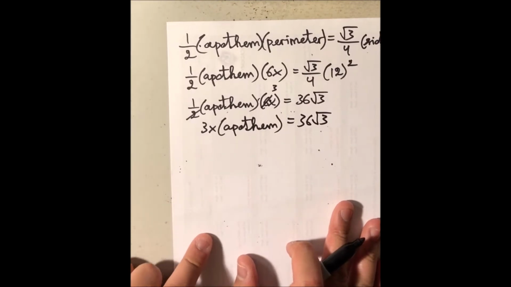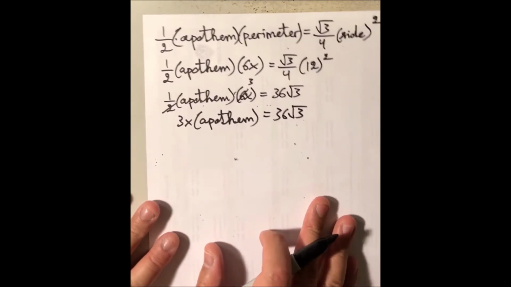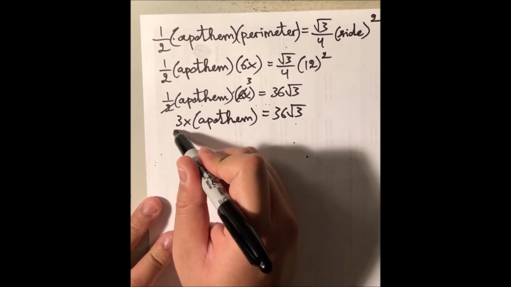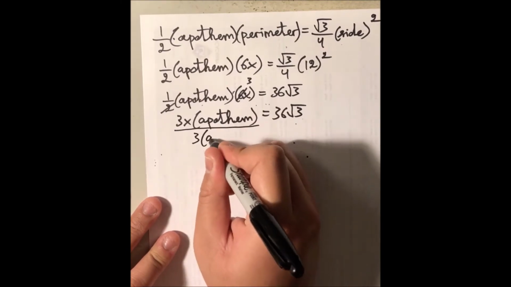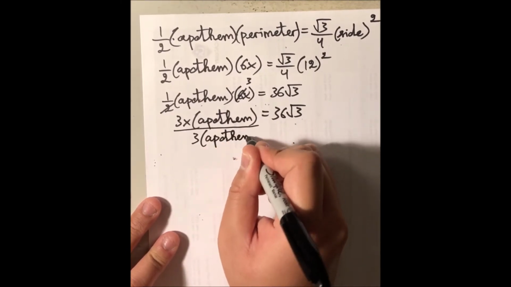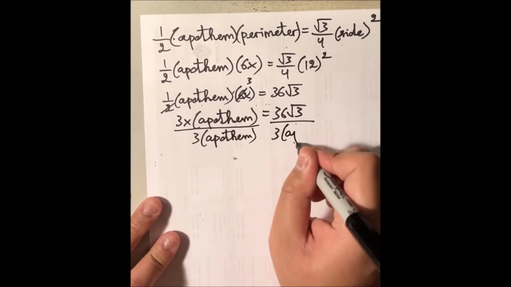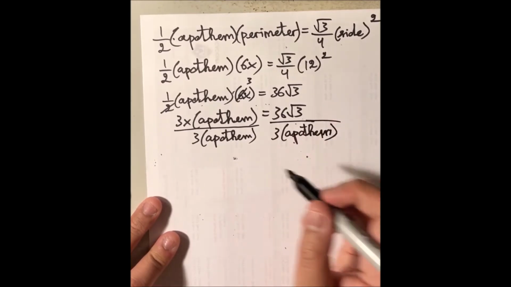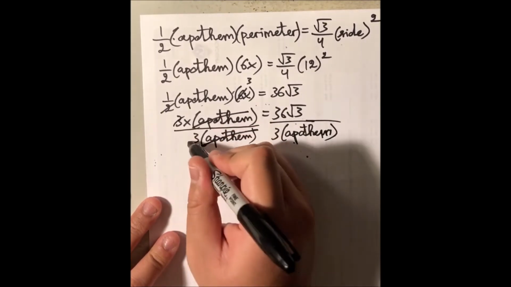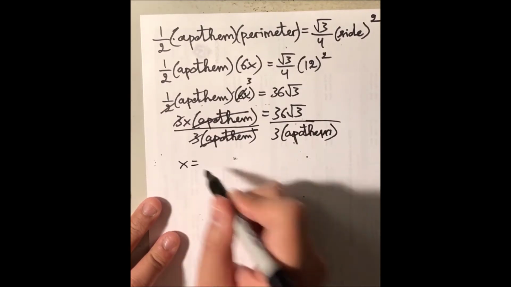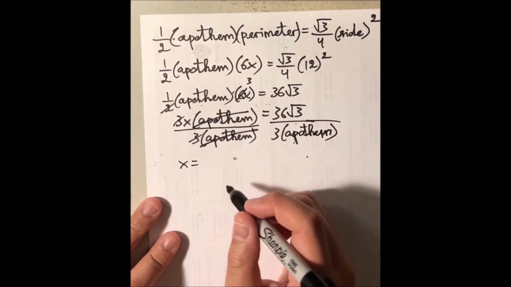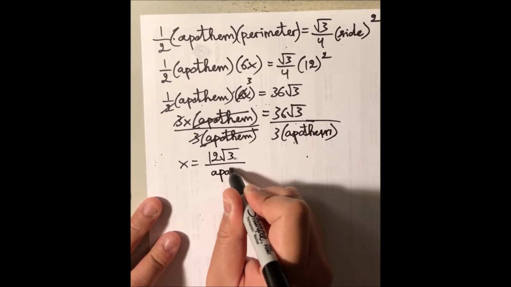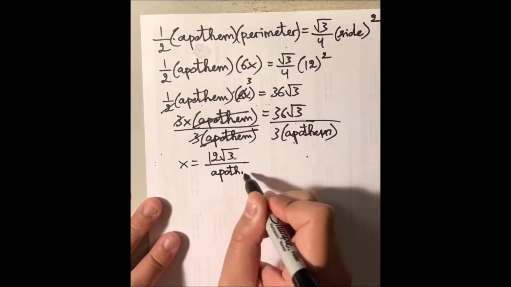And because we are asked to find the side of the regular hexagon, which is denoted by the letter x, we technically have to solve for x now. So we get x by itself by dividing both sides by 3 times the apothem. We cancel this out, the 3 cancels out, and on the left hand side we're left with just x. And x is going to be equal to, let's see, 36 divided by 3 is 12, so we got 12 times square root of 3 divided by the apothem.